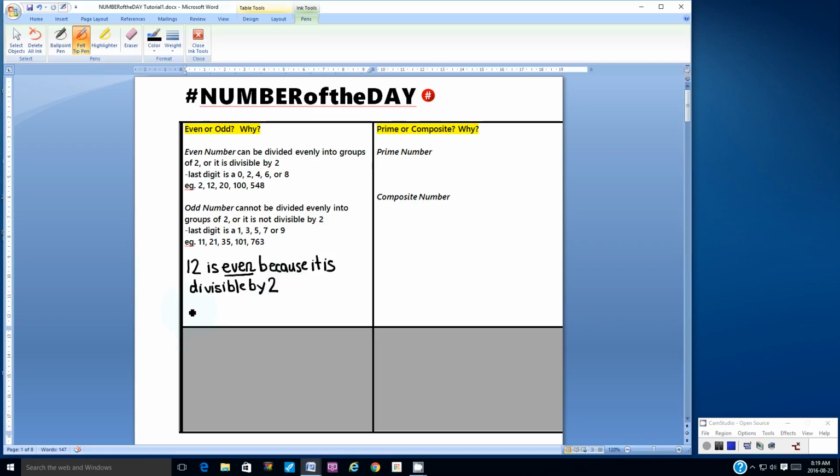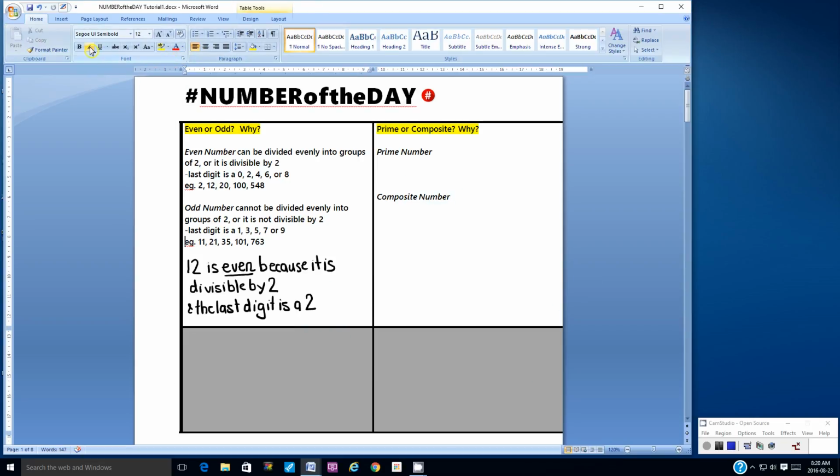And the last digit is a 2. So in this case, our number of the day, 12, is even because it's divisible by 2 and the last digit is a 2. So how about the next section? How much do you remember of these concepts? What is the difference between a prime number and a composite number?